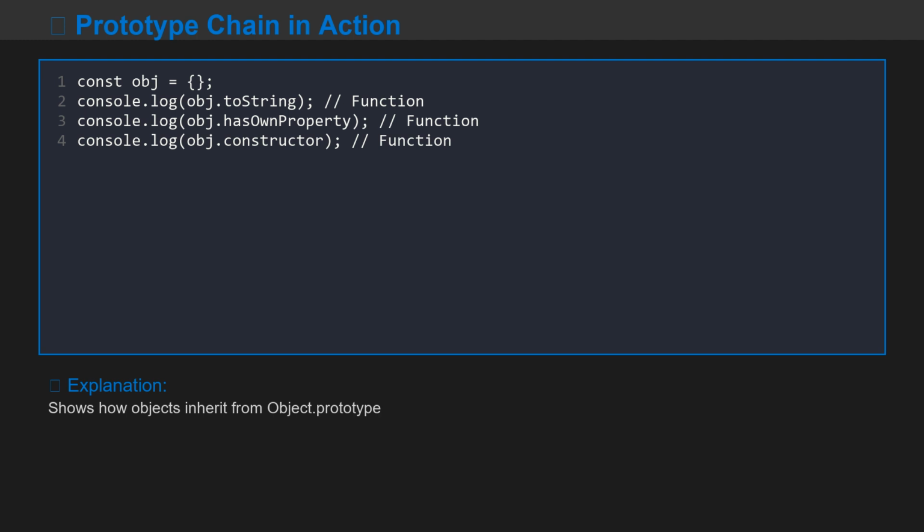Here's another example showing the prototype chain in action. Even an empty object has access to methods like toString and hasOwnProperty because they're on Object.prototype. This is why all objects in JavaScript ultimately inherit from Object.prototype.